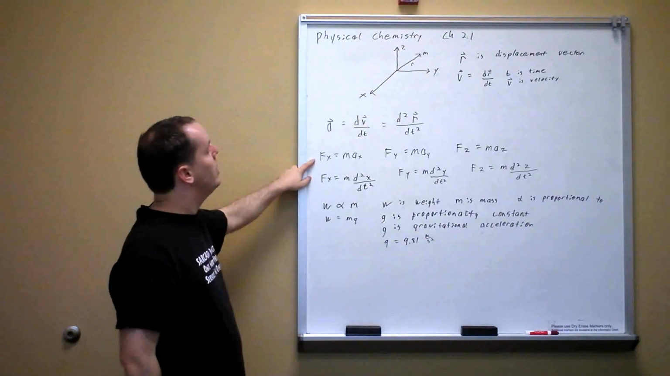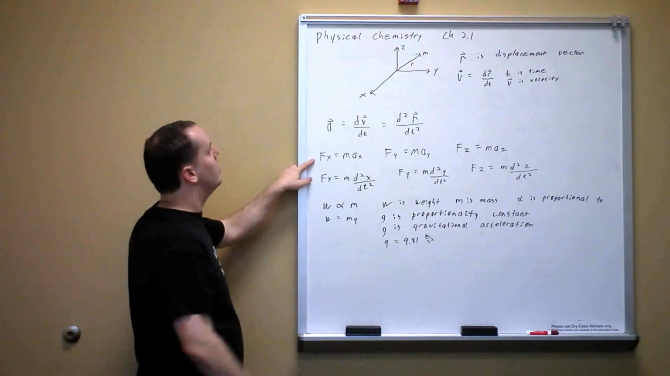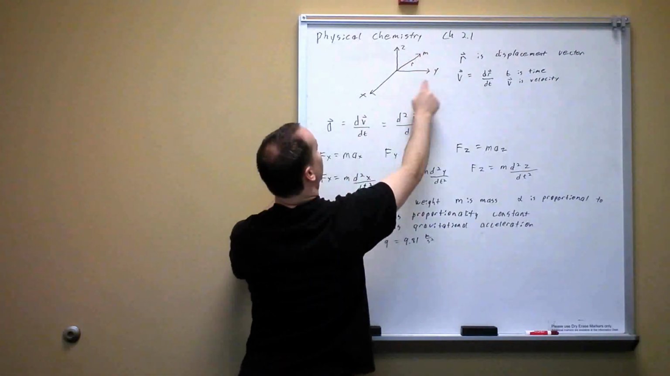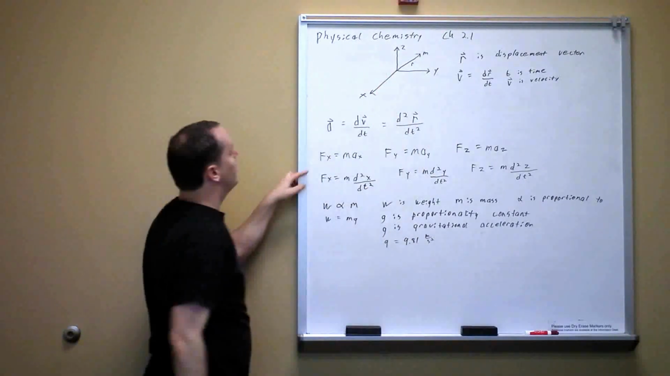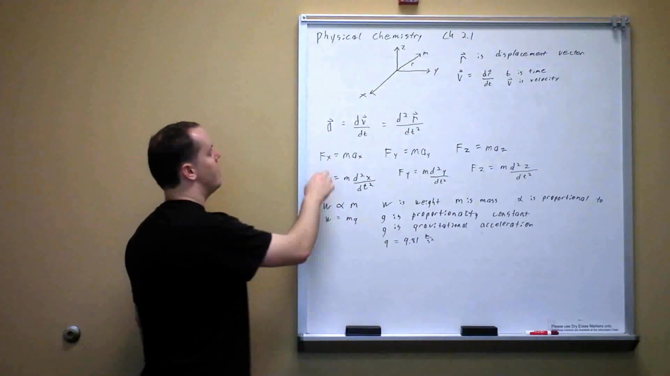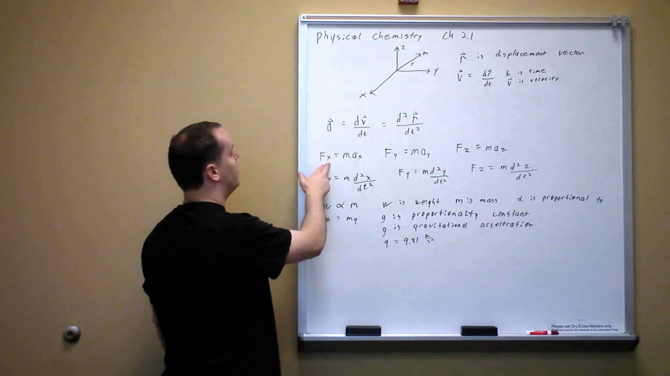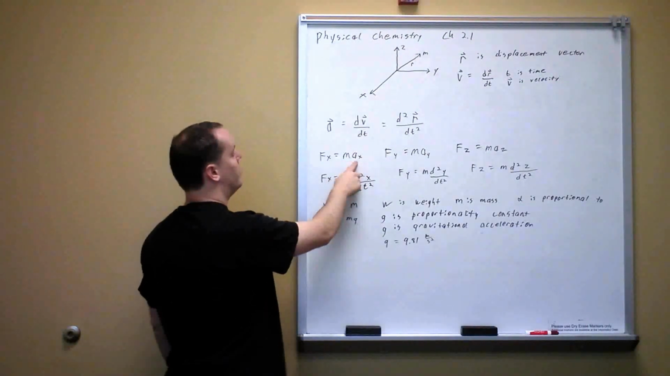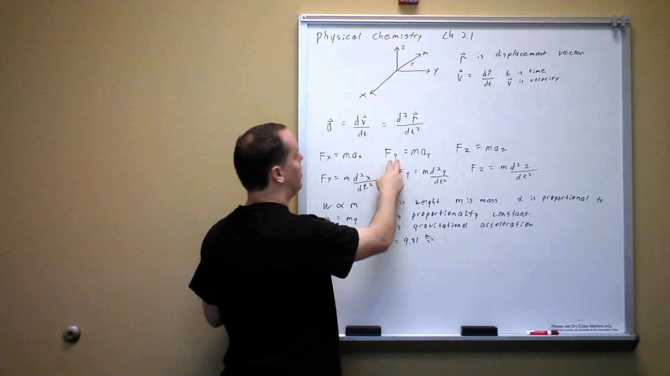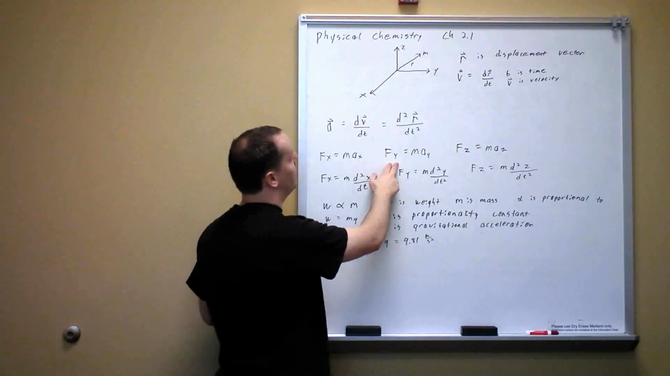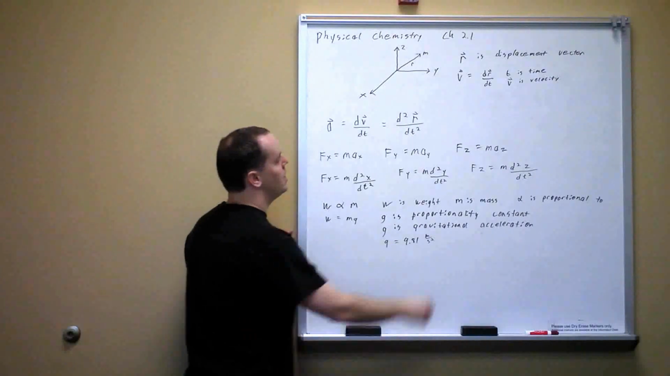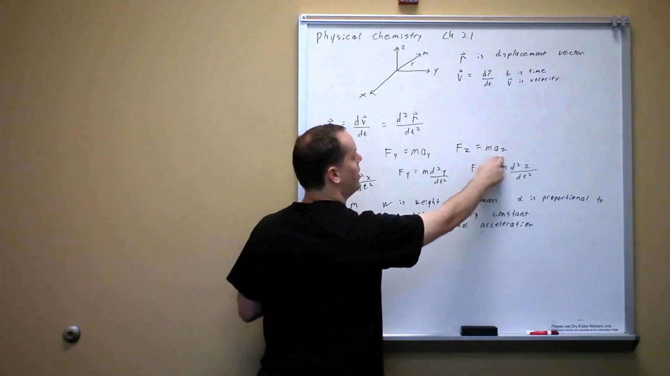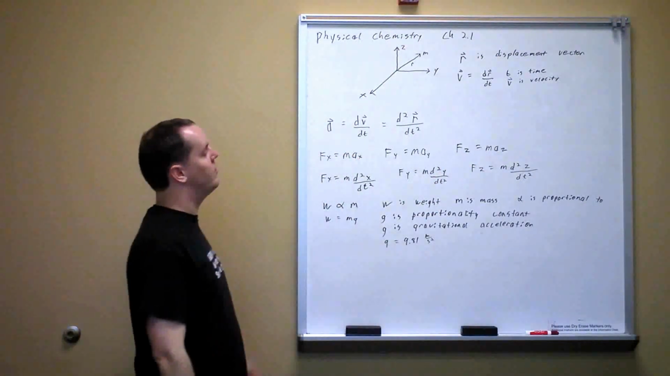So we could also do this as components though. Instead of this one r vector, we could have the x vector, the y vector, and the z vector. So what we could say is that we have the x component of force, and that's going to be mass times the acceleration in x. We could also have the y component of force, and that will be mass times the y component of acceleration. And we also have the z component of force, and that's equal to the z component of acceleration times the mass.